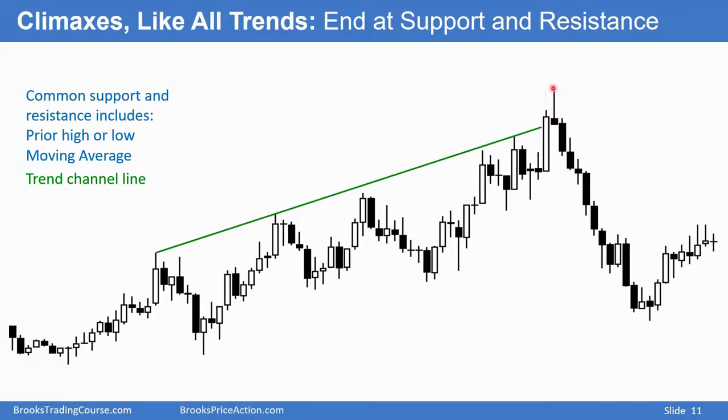We're getting the reversal here. That means the top of the channel is resistance. A prior high is resistance as well. We broke above it and then we reversed back below it. So we're failing at the prior high. Here's another prior high. We failed with the breakout above that high as well.